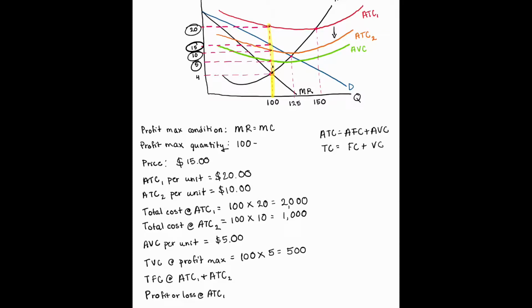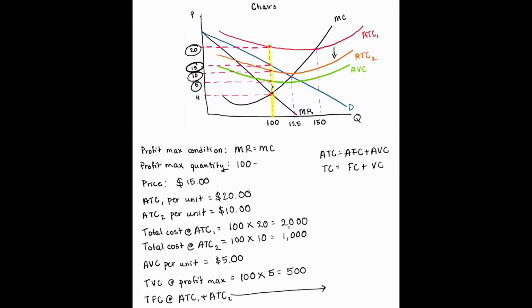If I was asking you to calculate total fixed cost at average total cost 1 and average total cost 2, we would need to subtract our variable cost from the total cost. So we need to first calculate total cost and then subtract off variable cost. I'm just going to go over here and do it to give myself a little bit more room.